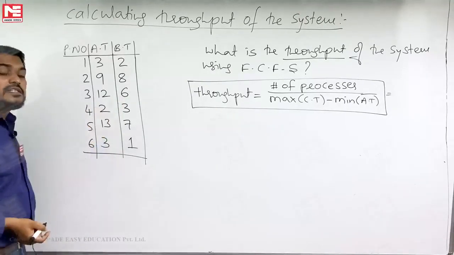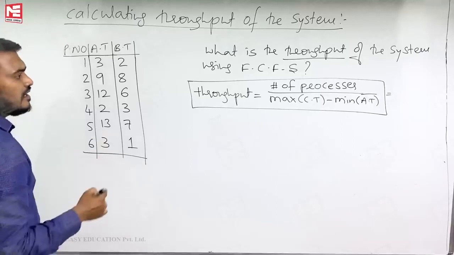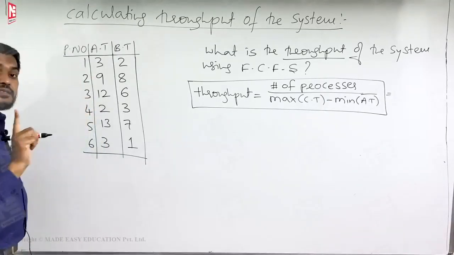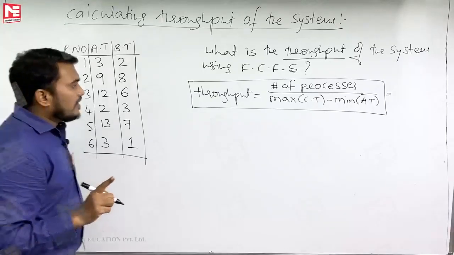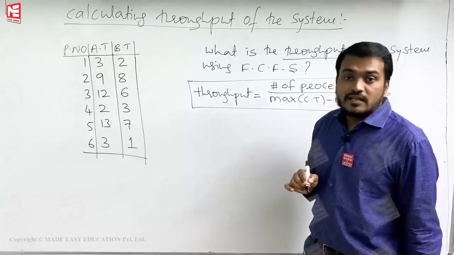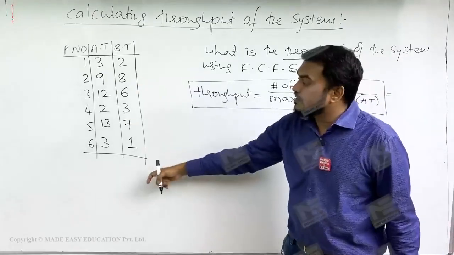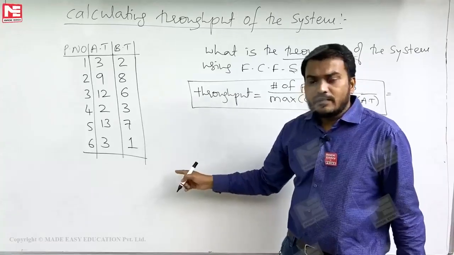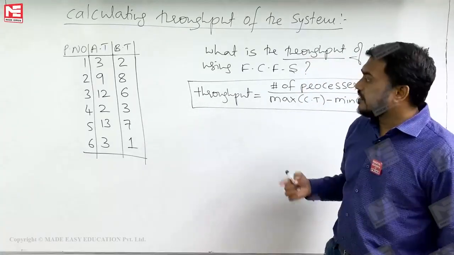I want you to solve this problem. I will wait 10 seconds in the live, otherwise I will explain. So think carefully. Find it using first come first serve. Remember. Hope I am visible to all of you. What is the throughput of the system using FCFS? These are the values given to you. Copy the question carefully. Pause my video and I will wait 10 seconds in the live and then I will explain.